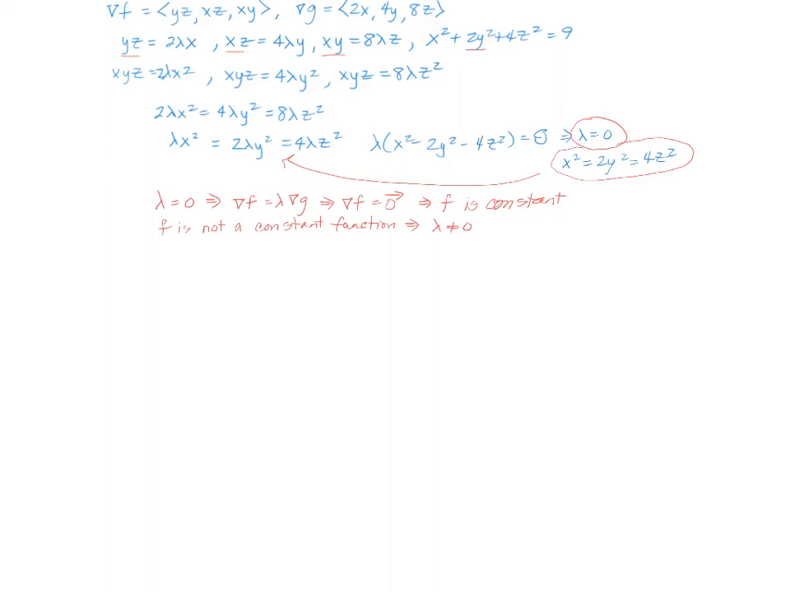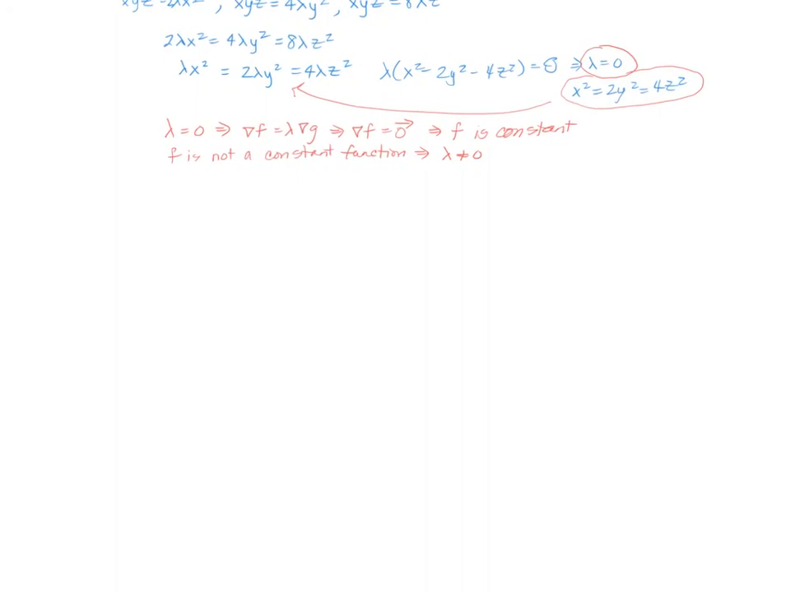And this is really nice because in my constraint equation, I can simply substitute in x squared for the 2y squared and x squared for the 4z squared. That would give me the equation x squared plus x squared plus x squared equal to 9, or 3x squared is equal to 9. x squared is equal to 3. x is equal to plus or minus the square root of 3.